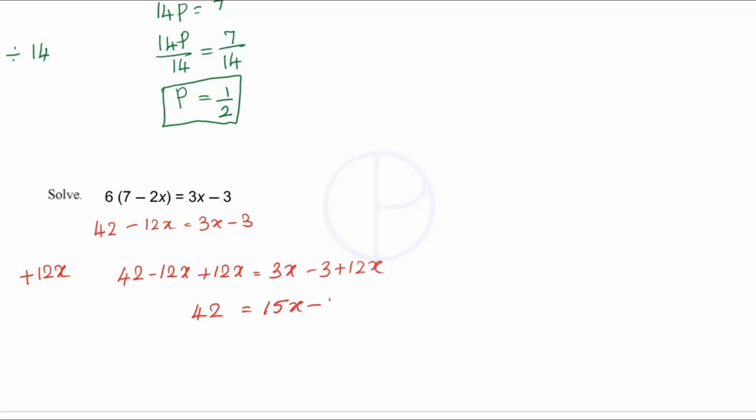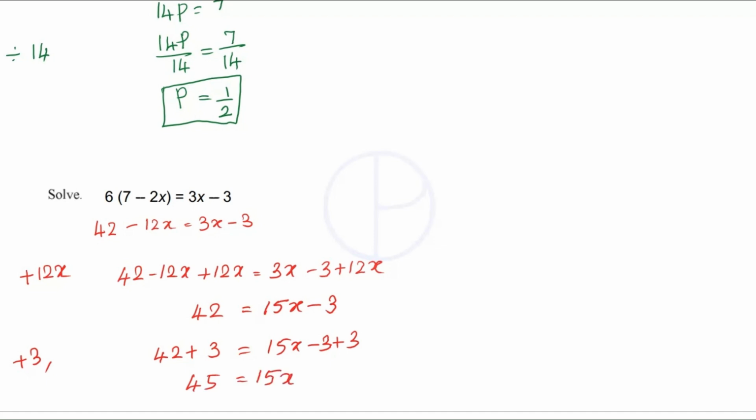15x minus 3. Now we have to make 15x as the subject. So let's remove this negative 3 by adding positive 3 on both the side. So 42 plus 3 is equal to 15x minus 3 plus 3. So we get 45 is equal to 15x.